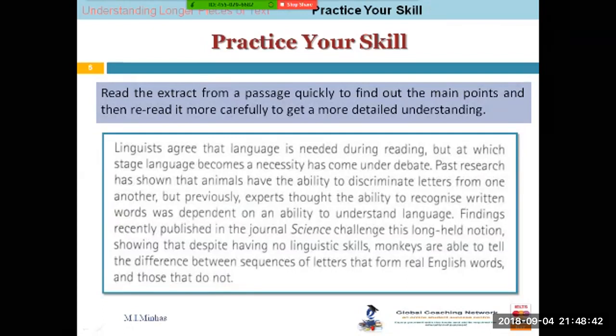Now, read the extract from a passage quickly to find out the main points. I want you guys to read this passage, and I'm betting you will not understand it. Words are very simple, but meaning is very complex. So now I'm giving you 2 minutes for this. Please read it.